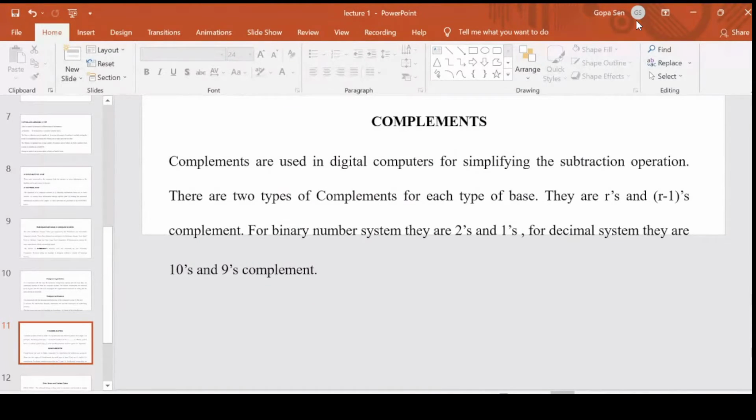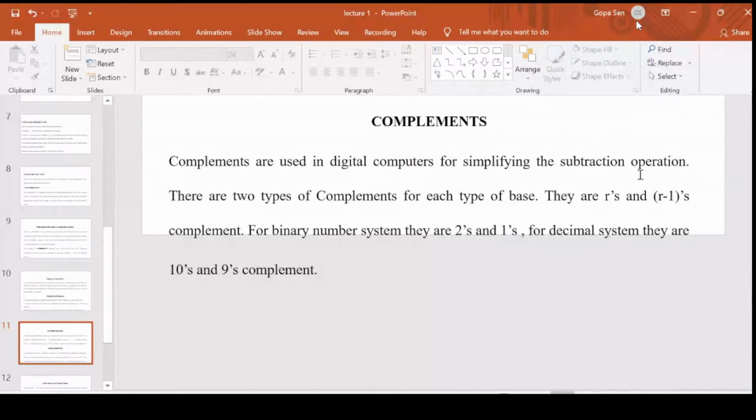So what do we mean by the term complement? Complements are used in digital computers for simplifying the subtraction operation. Now there are two types of complement used for each base. So for a base R number system, there are two complements. One is known as R's complement and the other one is known as R minus 1's complement.